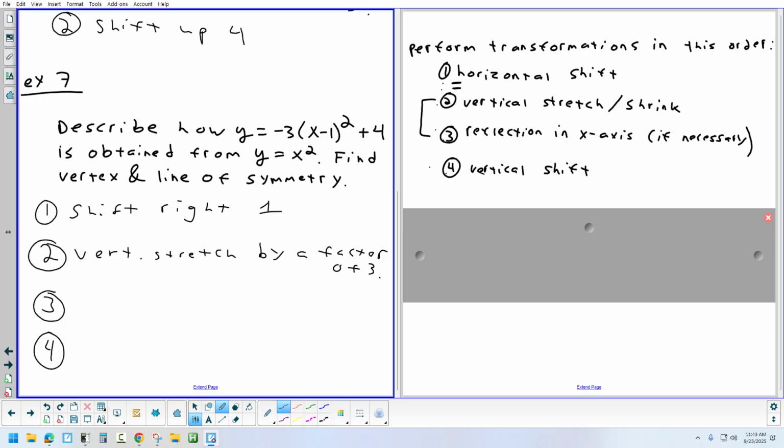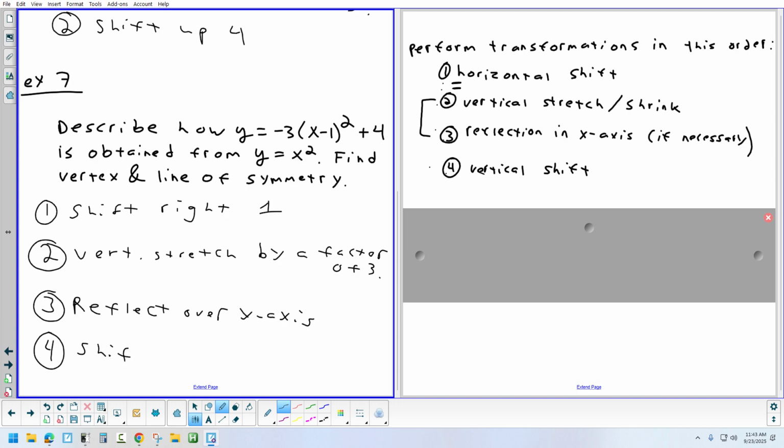Next thing we look at after the 3. What? Negative. Negative in front of the 3, and what's that do? It's going to flip it over the x-axis. Yep, flip, reflect, same thing. Reflect over x-axis. And the last thing we're going to focus on is the +4, which does what, Caleb? Vertical shift of 4. Yep.